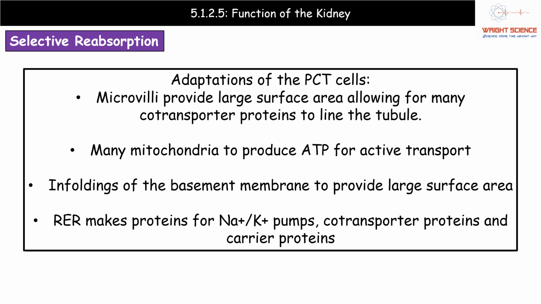We then also have rough endoplasmic reticulum in there, because the rough endoplasmic reticulum is the site of protein production. So that's going to be where the sodium potassium ion pumps are made, the co-transporter proteins, other carrier proteins. All of those are going to be manufactured within the rough endoplasmic reticulum and then obviously inserted into the cell surface membrane there.